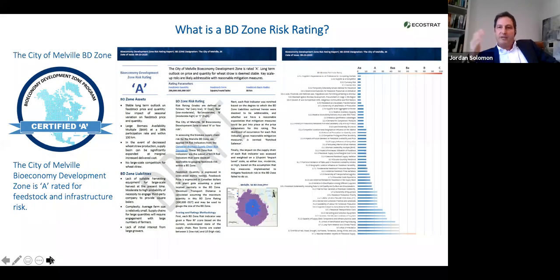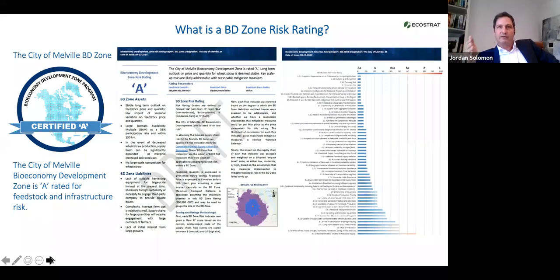Now, BD zones have three attributes. Number one, they have a surplus of biomass, either wheat straw, wood fiber, corn stover, food waste, MSW, any kind of biomass. Two, low risk supply chains to deliver it. And three, they have suitable infrastructure to support an operating plant, infrastructure like the City of Melville provides.